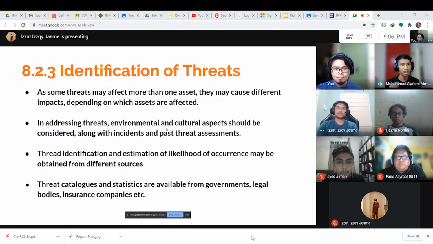When we are identifying threats and estimating their likelihood of occurrence, we can refer to many different sources. We can refer to legal departments, we can refer to the asset owners and others, and we can refer to threat catalogs or statistics, which are available from governments, legal bodies, insurance companies, and others.